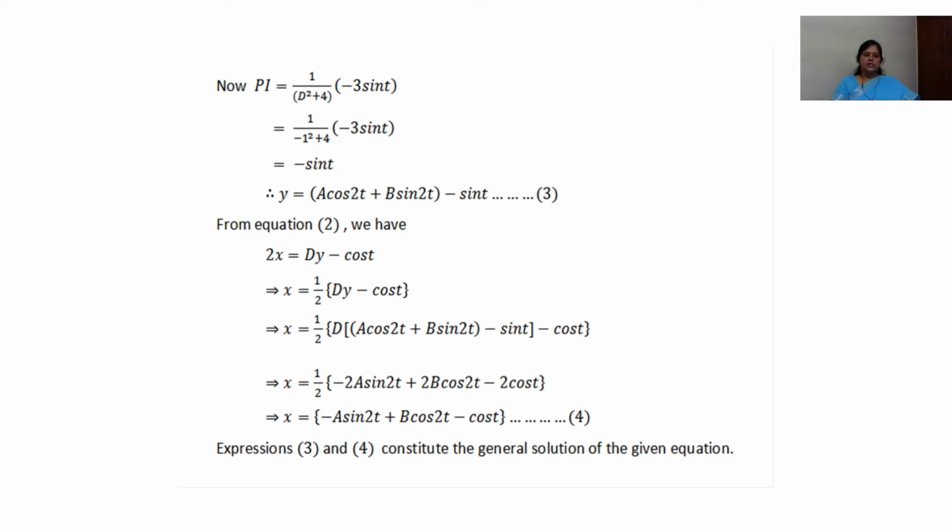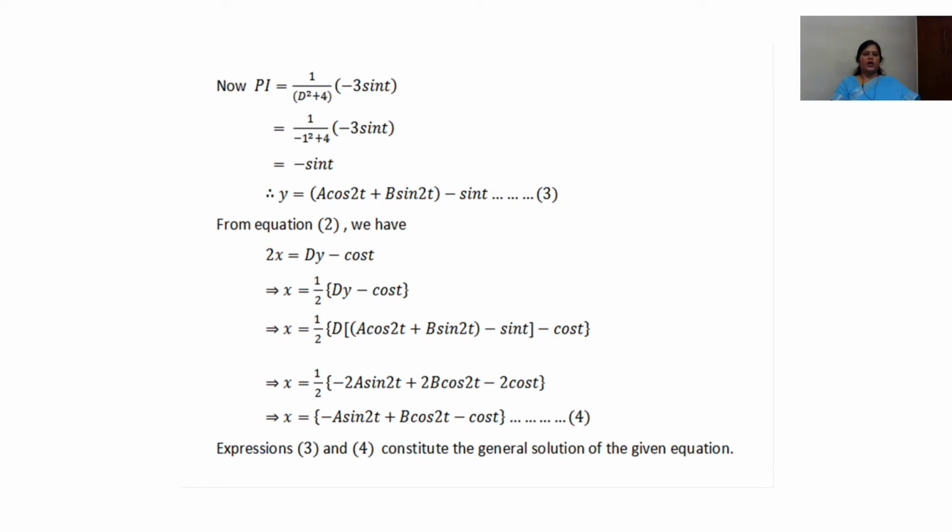See that f of x here is of the sin ax form, so sin ax or cos ax form is there. We have to use the second type of particular integral. With that, we know the replacement of D square is minus a square. Here we have sin t, so the a value is 1. So replacing D square is equal to minus a square is equal to minus 1. In the denominator, instead of D square we substitute minus 1. So the PI becomes 1 over minus 1 plus 4 into minus 3 sin t.